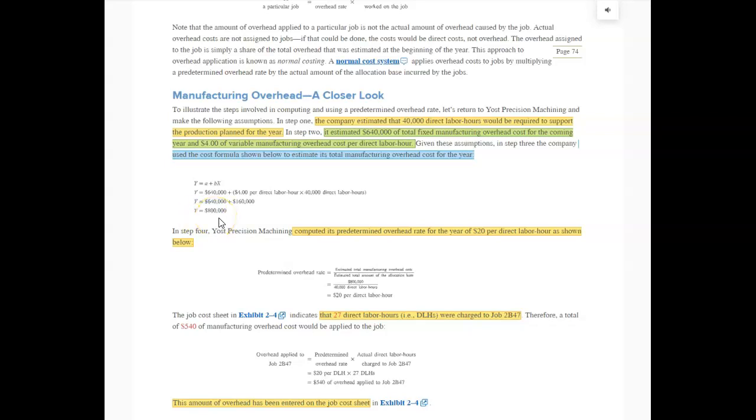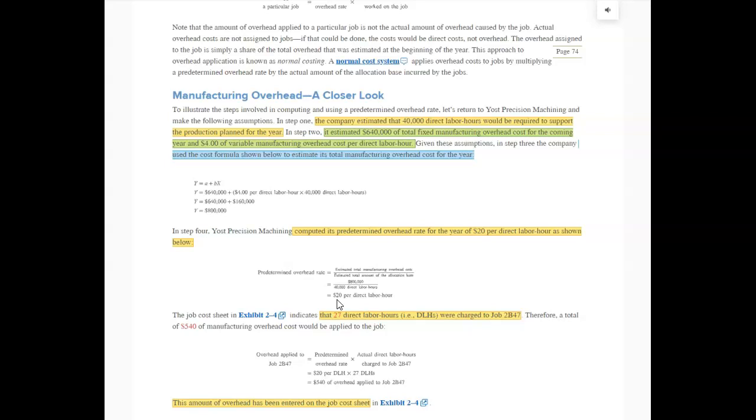This is an estimate. We decided to use direct labor hours as that allocation base. And so if we estimate $800,000 for the year coming up in total manufacturing overhead cost, and we estimate 40,000 direct labor hours, just divide, that means our predetermined manufacturing overhead rate is $20 per direct labor hour. What does this mean? That means for every direct labor hour we have for a job, we're going to add to that job overhead at the rate of $20 per direct labor hour.